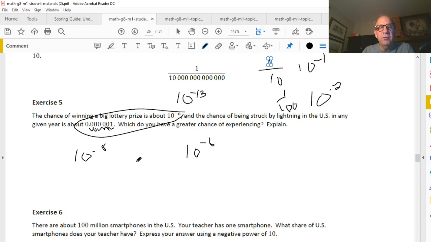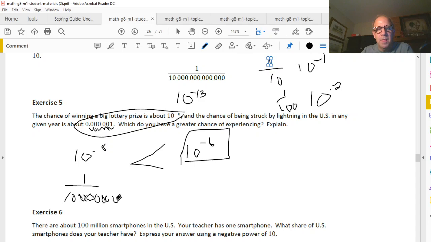So which number is bigger? This number is bigger because this is 1 over 10 to the 8th, and this is 1 over 10 to the 6th. All right, so I have 6 zeros, I have 8 zeros. This is a smaller number. So you are more likely to get hit by lightning in any given year than you are to win the lottery.